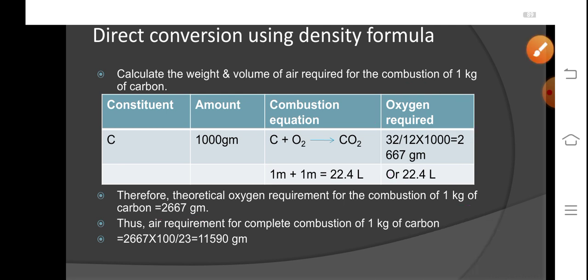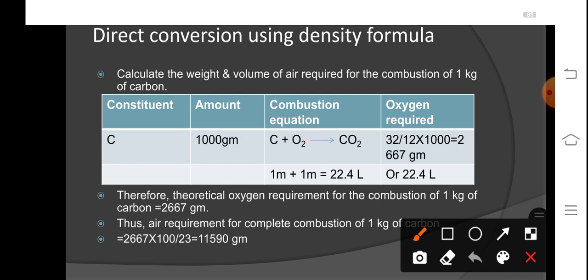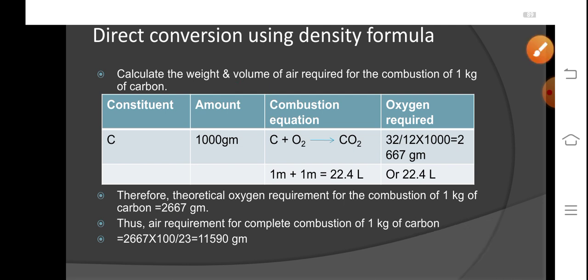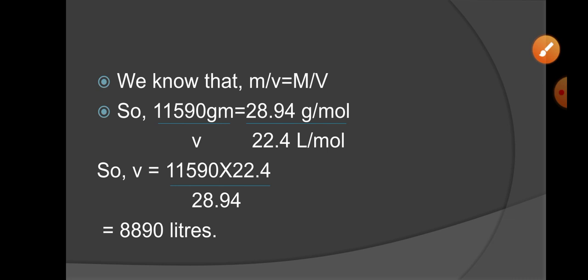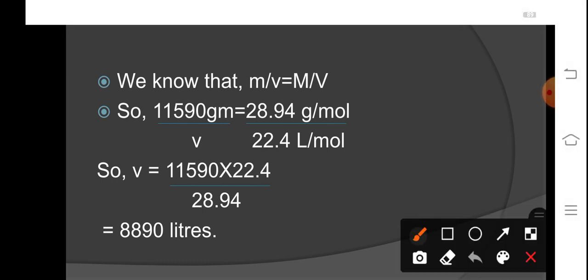Now we have calculated the weight of air, but in this question we have to calculate the volume as well. So for calculating the volume we will apply the density formula. We know that mass upon volume is equal to molar mass upon molar volume at NTP. So this is at NTP, and this is the mass and volume which we have to calculate. Here small m is the theoretical mass of air required, which we have calculated. It was found to be 11590 grams, upon V, the volume of air which we need to calculate.